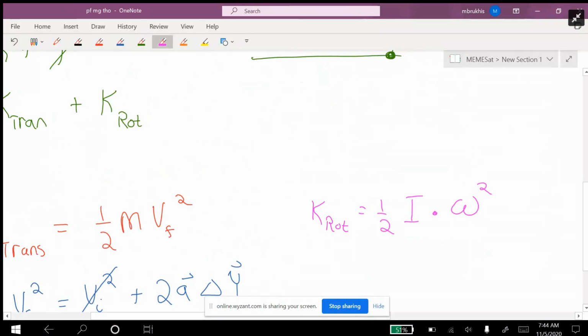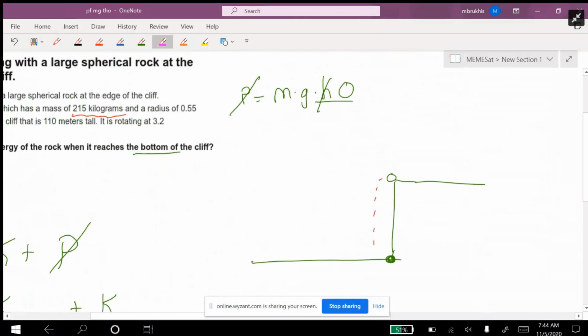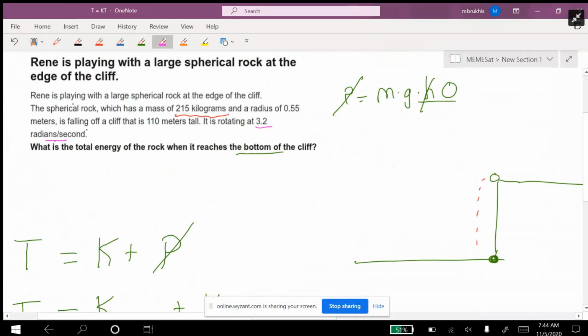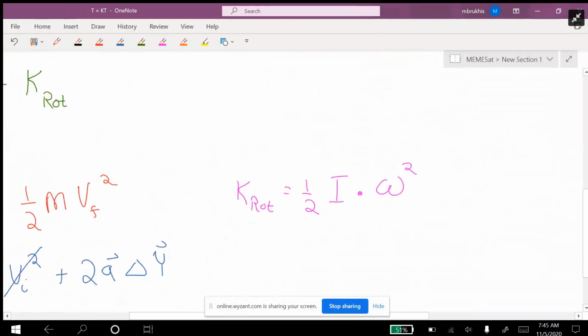So what is the, first off, what is the omega? What is the rotational speed? That is a number that is provided for us. It is rotating at 3.2 radians per second. Awesome. And so what is the moment of inertia?